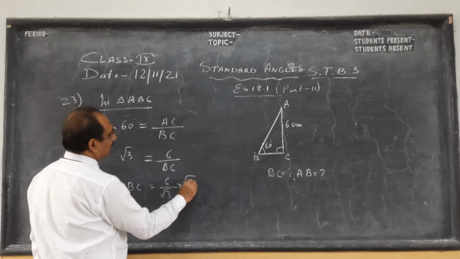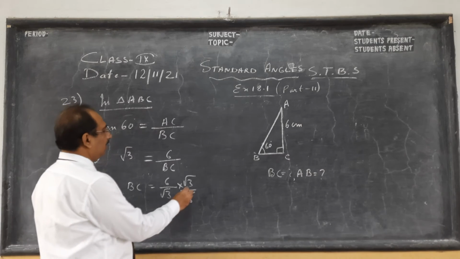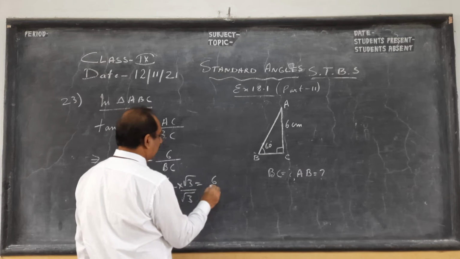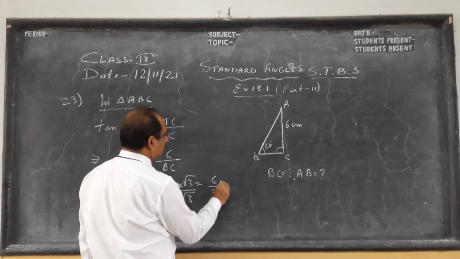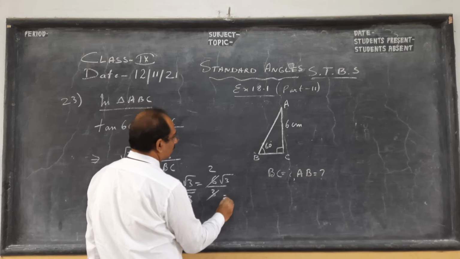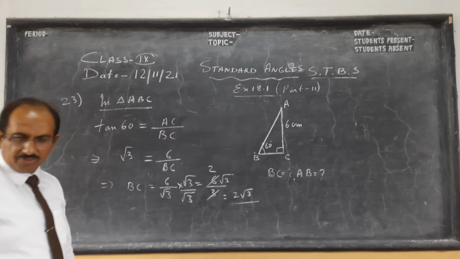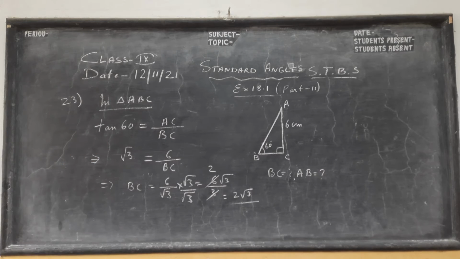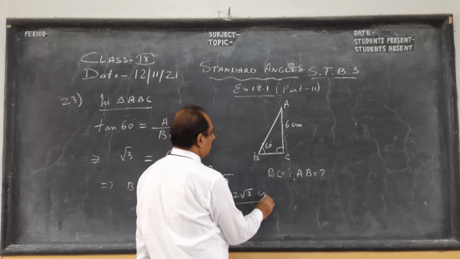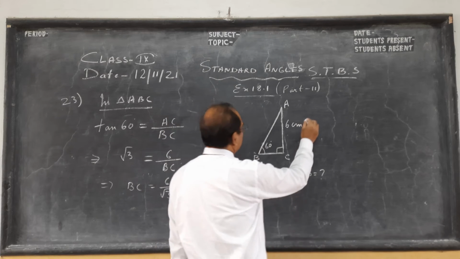So we rationalize. We have done it in class 9 first term. Root 3 becomes 3, so 3 twos are 6, and your answer is 2 root 3. If a unit is mentioned, you give the unit, otherwise don't. Yes, AC is 6 centimeter, so this will be that many centimeters. In this space I'll show you what AB is.